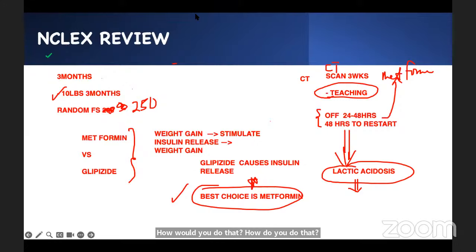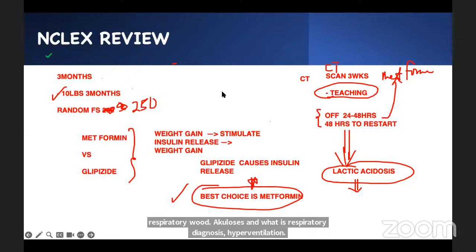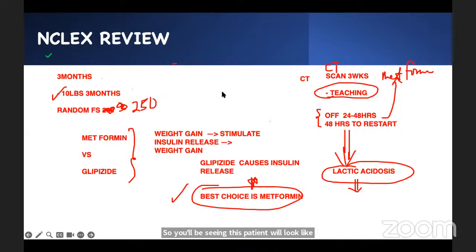It's a metabolic acidosis. So the key concept is respiratory what? Alkalosis. And what is respiratory alkalosis? Hyperventilation. So this patient will look like a DKA patient doing Kussmaul breathing, deep respirations in order to get rid of the acidosis. So she will be hyperventilating as much as possible.